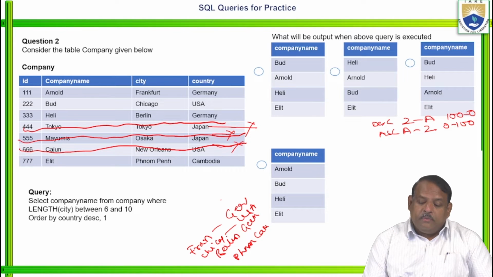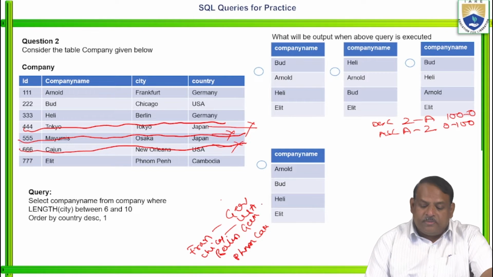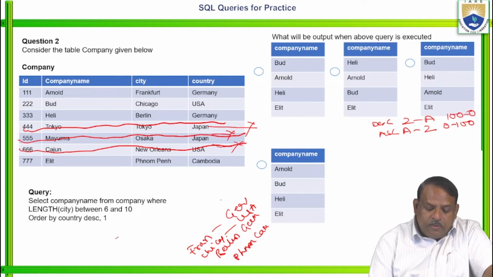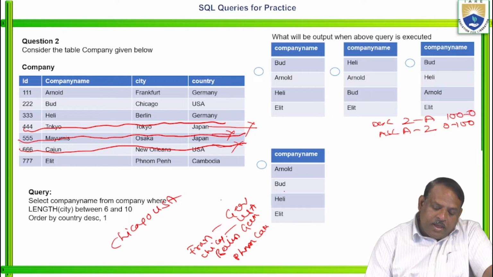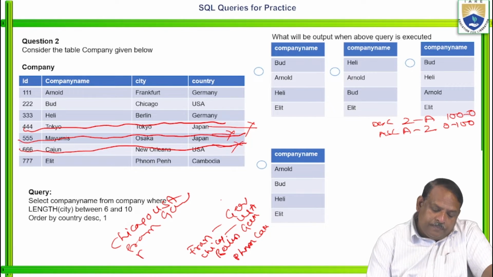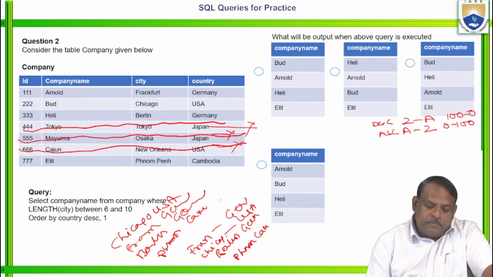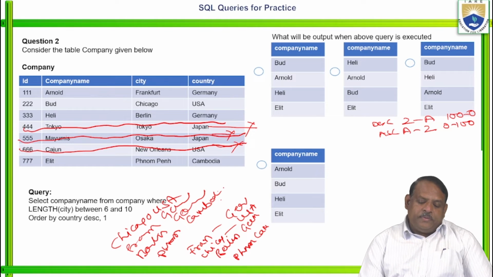Now here, we have to order by country descending. So with country descending, U comes first. So first will be Chicago, USA. Then we have Germany. We have 2 records: Frankfurt, Germany, then Berlin, again Germany. At last will be Phnom. It is Cambodia. This is the first sort.